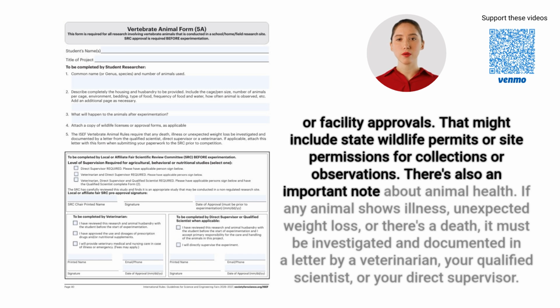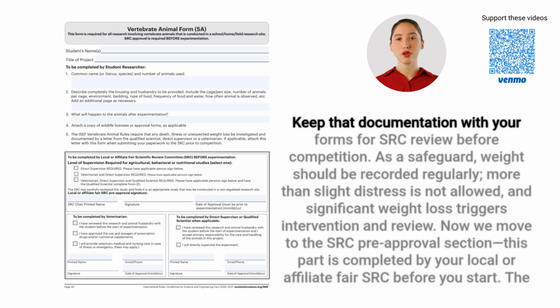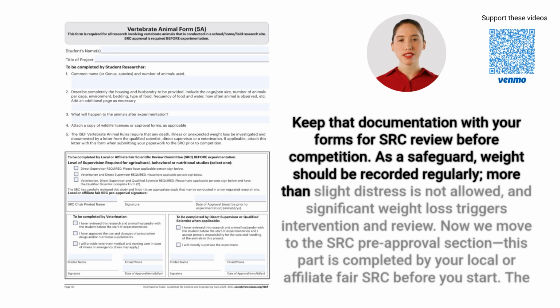There's also an important note about animal health. If any animal shows illness, unexpected weight loss, or there's a death, it must be investigated and documented in a letter by a veterinarian, your qualified scientist, or your direct supervisor. Keep that documentation with your forms for SRC review before competition. As a safeguard, weight should be recorded regularly. More than slight distress is not allowed, and significant weight loss triggers intervention and review.